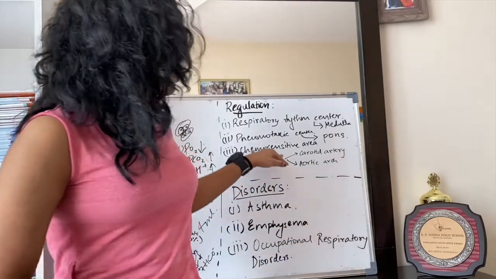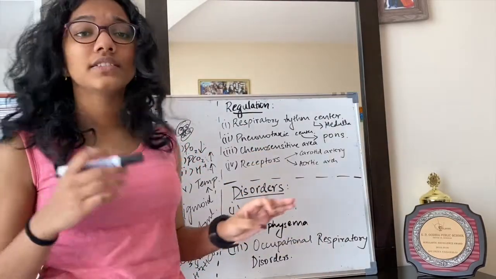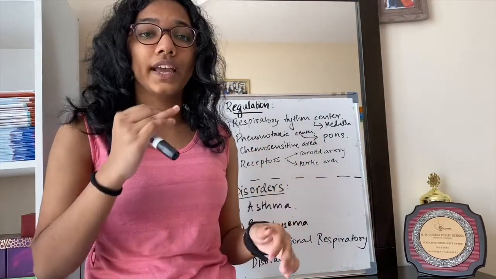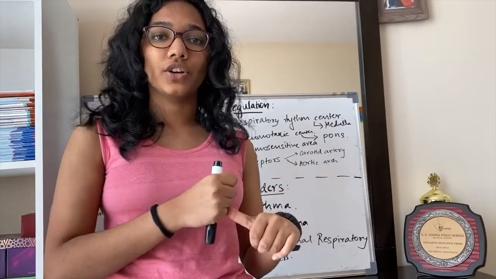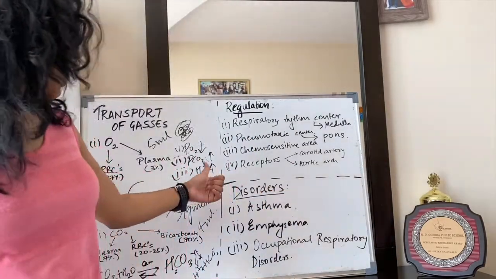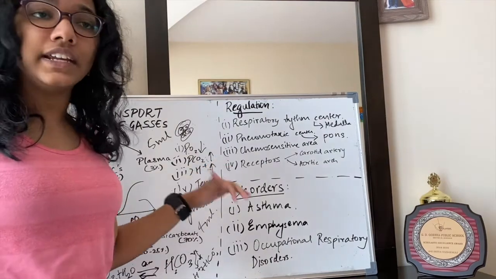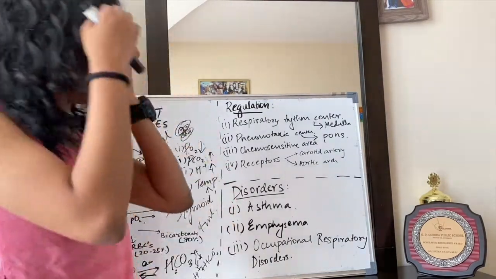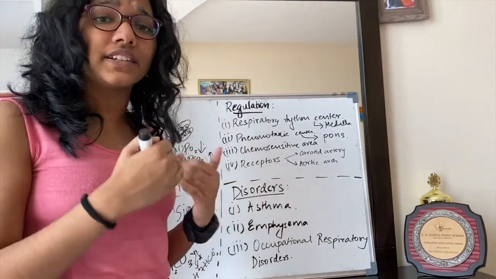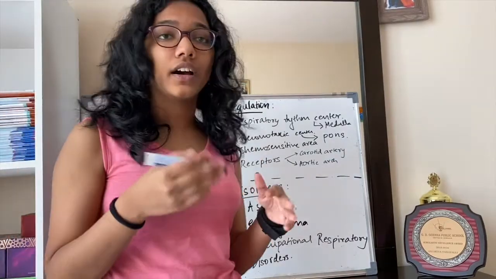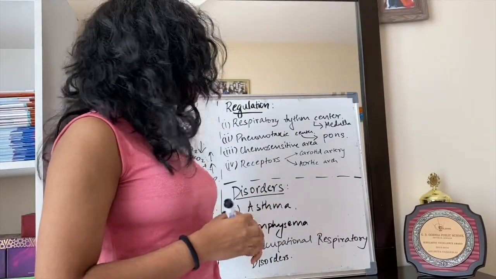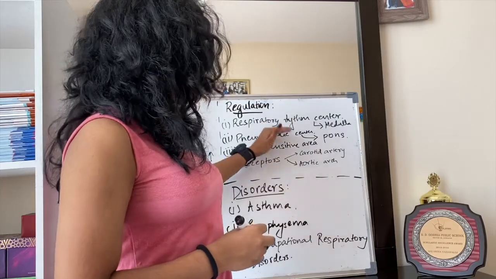of breathing. So how this chemosensitive area works is it recognizes the fall or gain of hydrogen ions and carbon dioxide. As you know, hydrogen ions and carbon dioxide really influence the formation of the various intermediates in the transport of gases. So that way breathing rate can also be controlled. So that is about the 3 main areas.